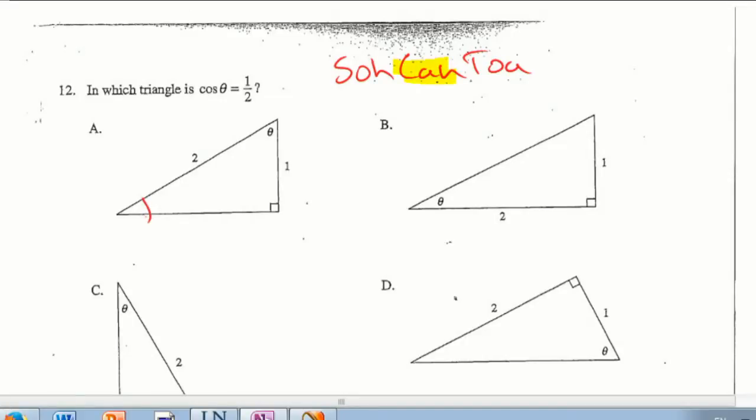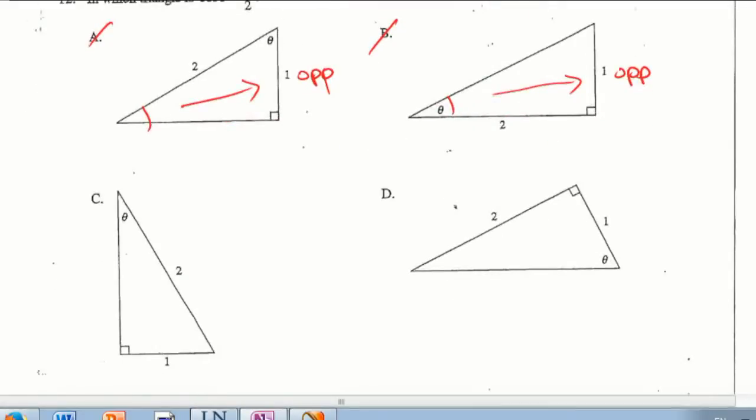So maybe I look here. Well, this is dealing with the opposite. So I don't want A. I start here. This is the opposite again. So I don't want B. That leaves these two. I go across here. That's the opposite. So I'm not interested in C, and I go here. That's my opposite. And this is my adjacent. So what's going on? Did I make a mistake somewhere? Did I make an error? What do we think?